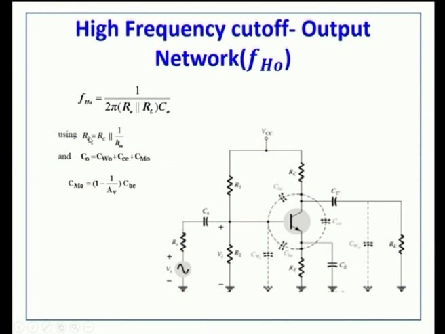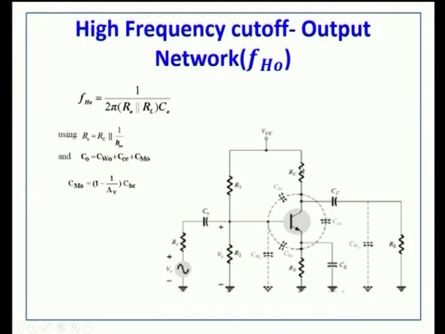And what is the output resistance RO here? RO is the parallel combination of the collector resistance RC and the internal output resistance 1 by HOE. We know the HOE is the output admittance of the BJT amplifier. So, it is admittance. Since we are calculating the resistance, you have to invert this admittance if you want to have a resistance here. So, it is the parallel combination of the collector resistance and 1 by HOE.